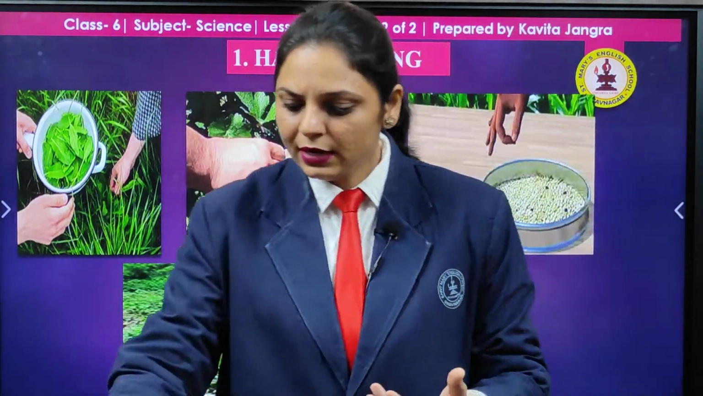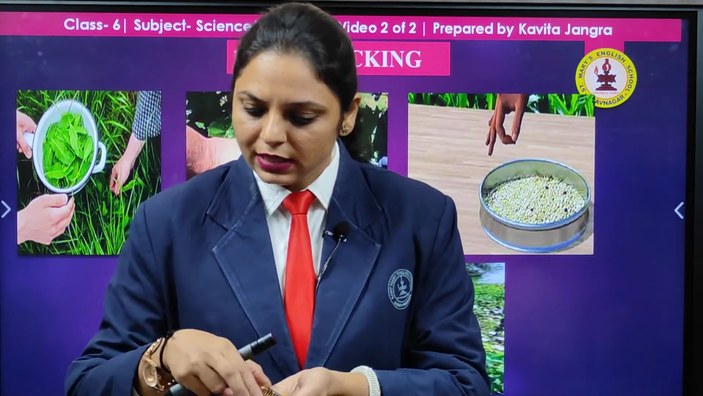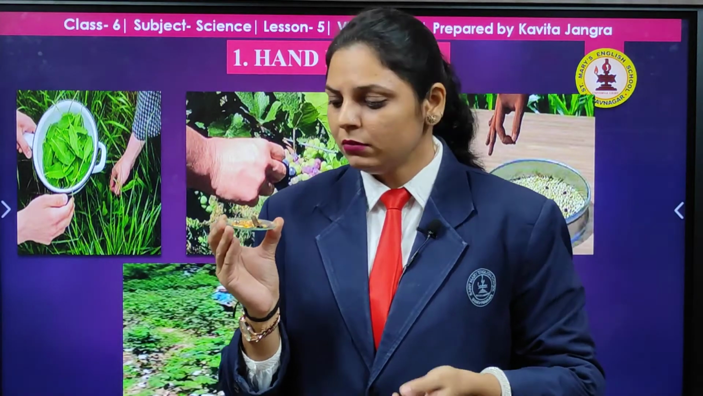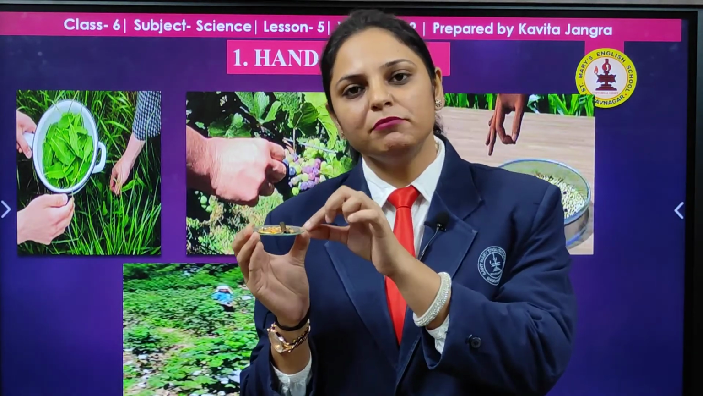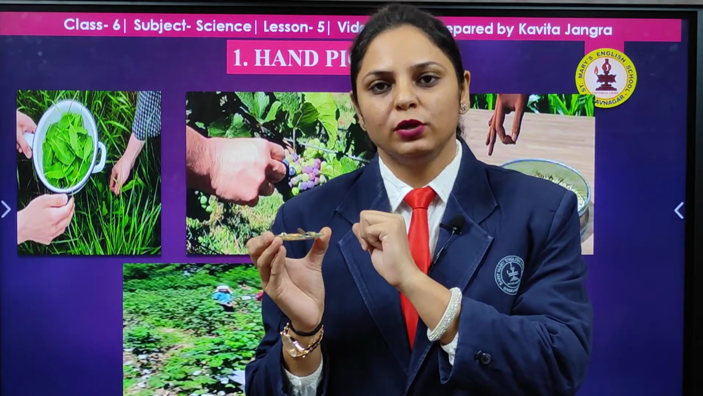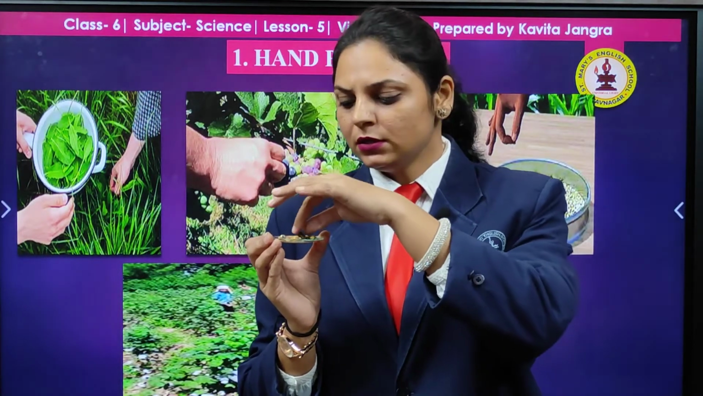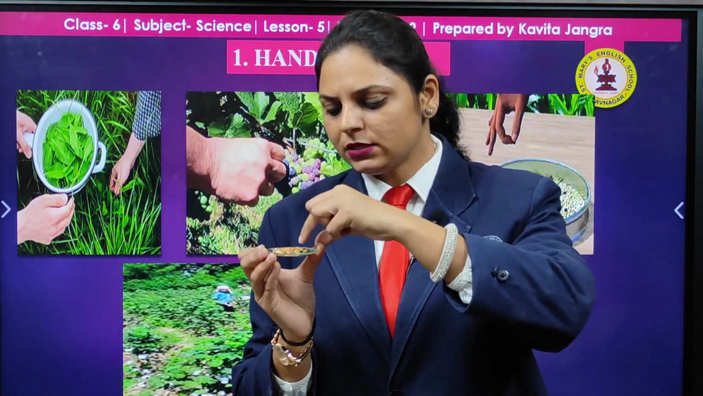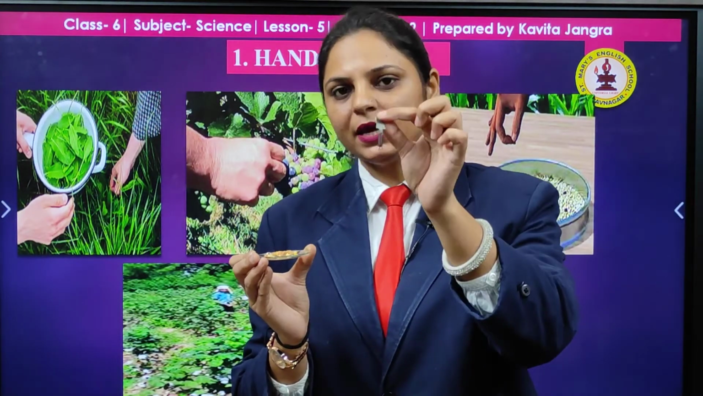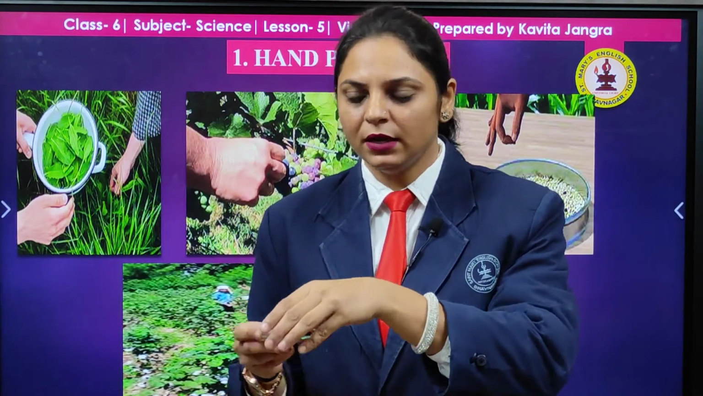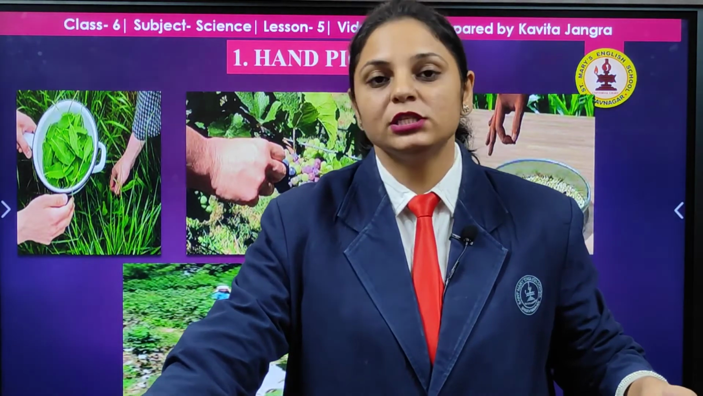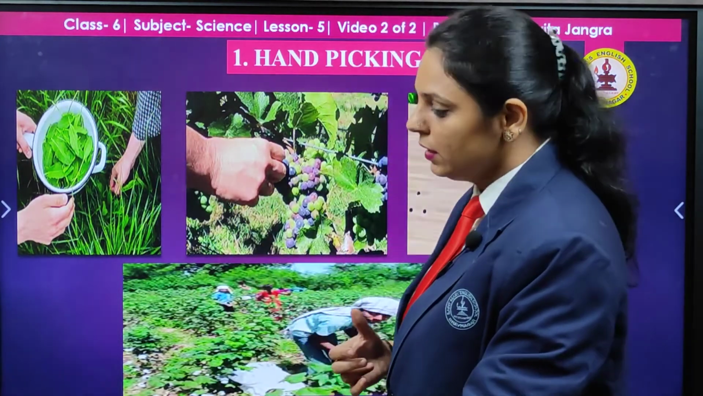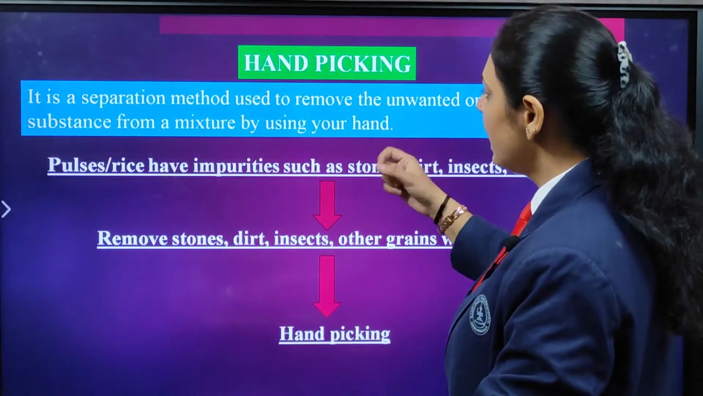And right now I can show you that, see here. In this, the pulses, the gram, even some other things are mixed. So if I want to take only the useful substance, I am going to pick these with my hands. Okay, this is what I am doing. I am picking with the hand. This is one method that is very easy and possible when we want to pick something with the hand, that is hand picking.